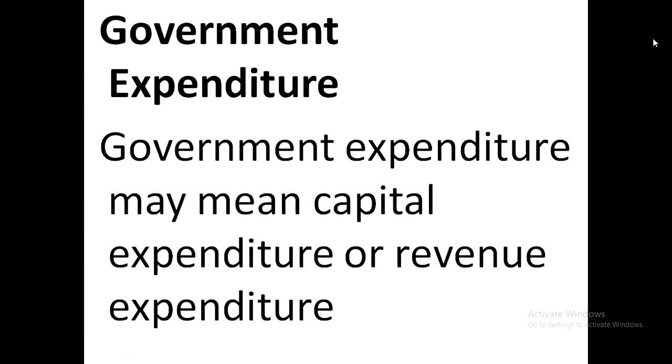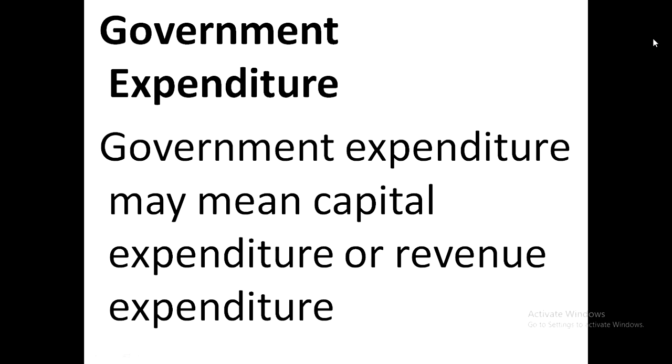What is government expenditure? Government expenditure may mean capital expenditure or revenue expenditure. So what is capital expenditure? Capital expenditure is government spending on investment goods or government spending on non-current assets. For example, government building hospitals, schools, and roads, etc. Those are expenditures on non-current assets or expenditures on investment goods.